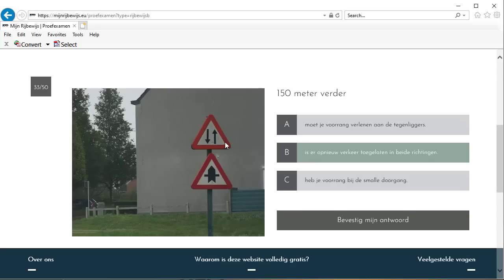You must give priority? No, it's nothing. You don't have to give priority to the opposite traffic. It's just that the traffic will be in both directions. And this board indicates that you have priority at the crossing. It has nothing to do with the narrow road. Okay.